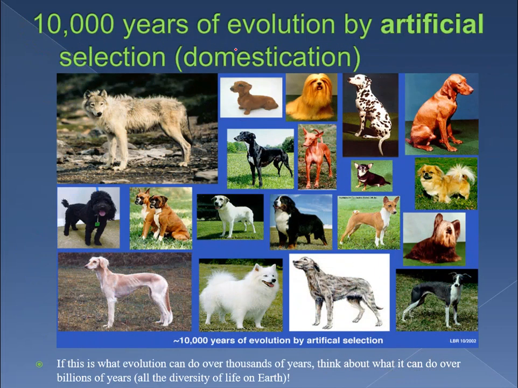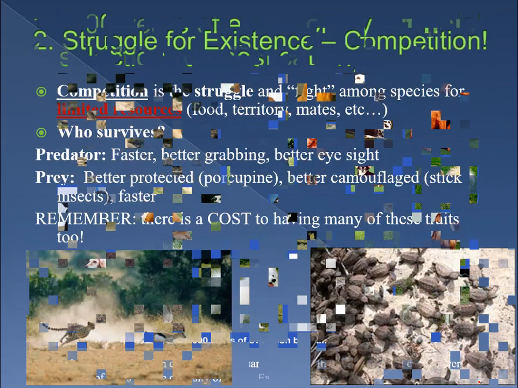All right, so if 10,000 years can get us all of these breeds of dogs, what can evolution do over billions of years? This is from Cosmos. If any of you have ever watched Cosmos, the answer is all the beauty and diversity of life on Earth.